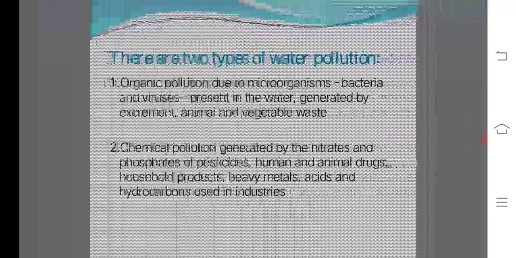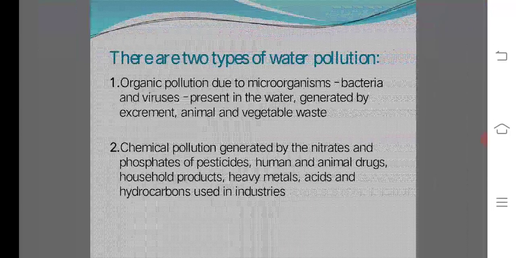There are two types of water pollution. One is organic pollution due to microorganisms like bacteria and viruses present in the water, generated by excrement, animal and vegetable waste. The second one is the chemical pollution generated by the nitrates and phosphates of pesticides, human and animal drugs, household products, heavy metals, acids, and hydrocarbons used in industries.